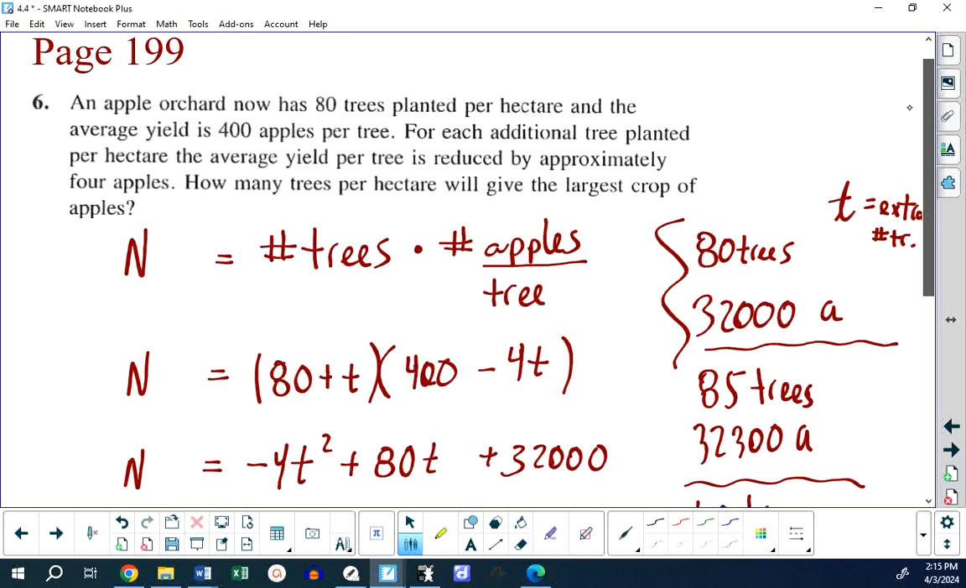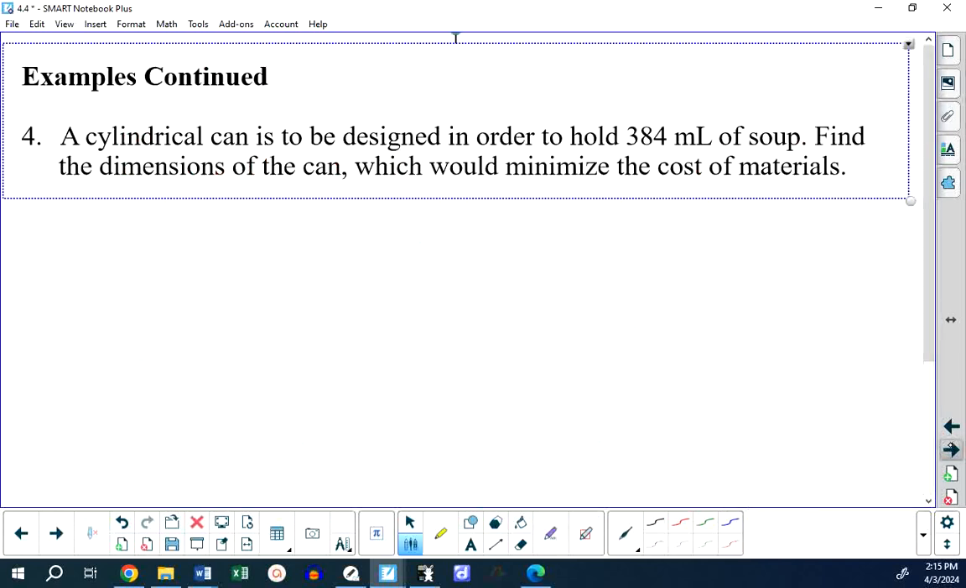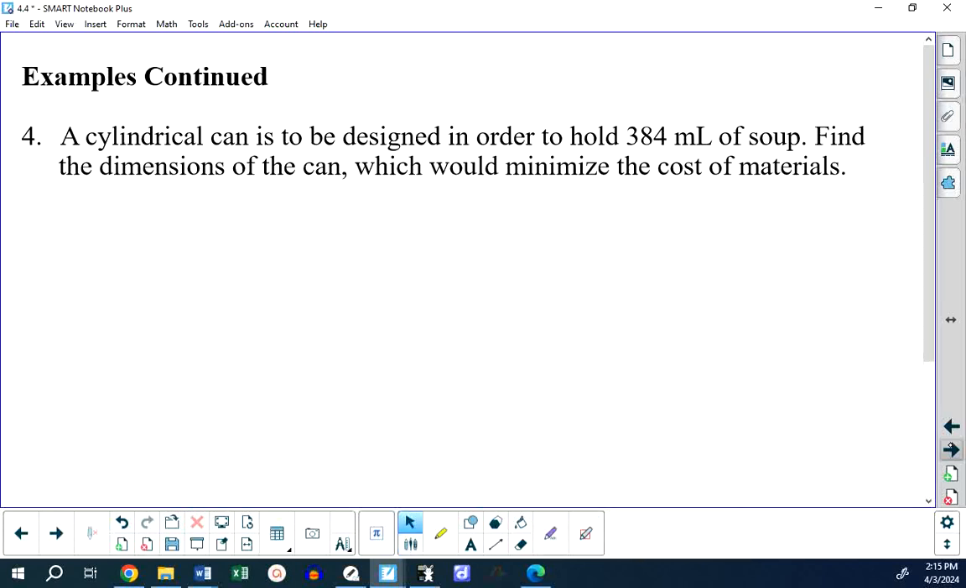Okay, I feel as though I want to move on, and I know that you haven't completed all of these problems, but I want to move on and do one more example today. And this is example number 4. It's the soup can problem, which is a classic kind of problem.